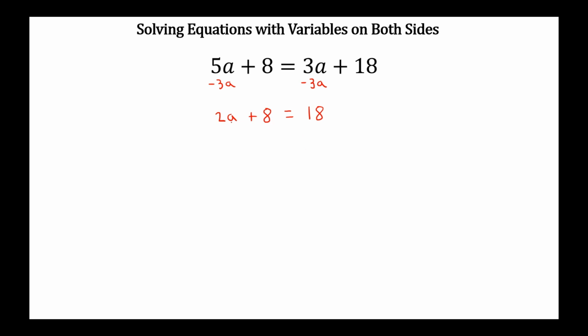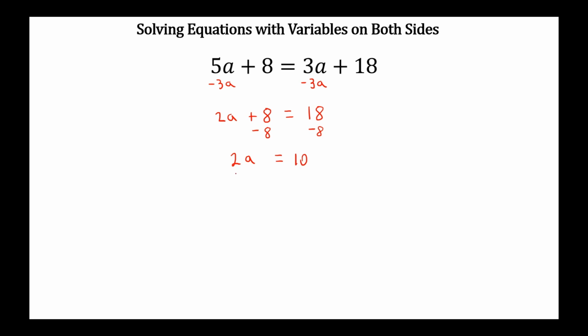So now let's isolate for a by using reverse BEDMAS or SAMDEV. Now I'm going to take away 8 from both sides. I'm just going to get 2a on the left side now. On the right side, I have 18 minus 8, which should be 10. Now I have a one-step equation.